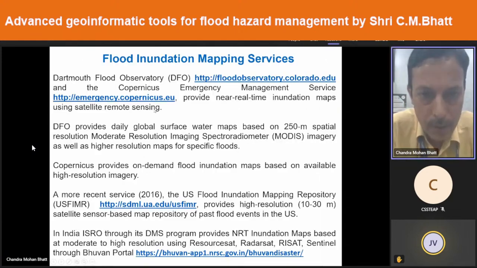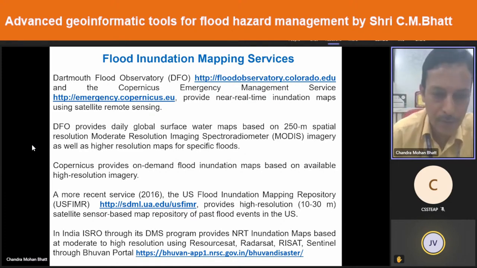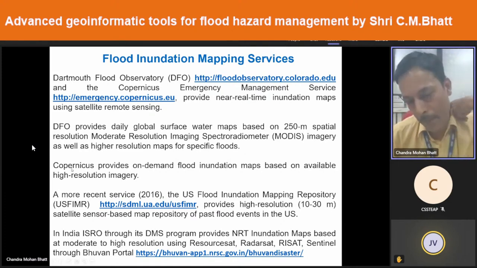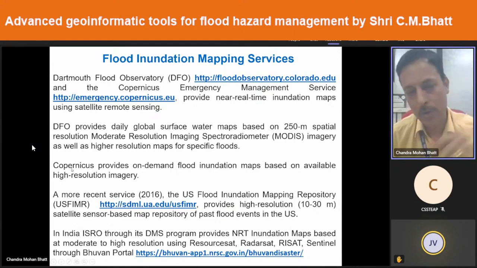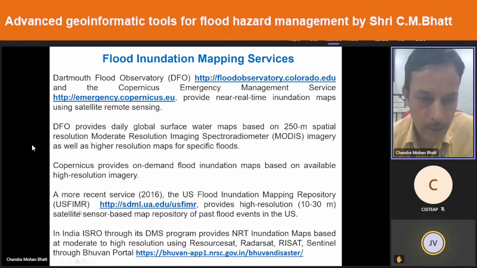Now, after having seen those techniques and some basics, there are different mapping services which are provided for flood hazard at global level by Dartmouth Flood Observatory, which maps global floods using MODIS data, and of late they also have started using Sentinel data. So if you go to their website, they map all major floods, and they are also downloadable in a grid manner. You can select those areas of your interest.